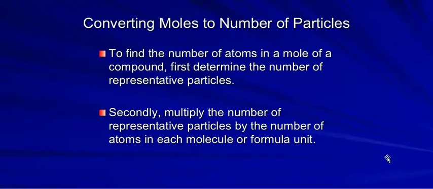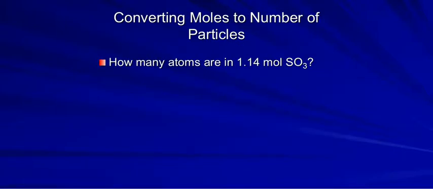If we're converting moles to the number of particles, we first have to determine the number of representative particles, and then we're going to multiply the number of representative particles by the number of atoms in each molecule. Let's look at a couple examples there.